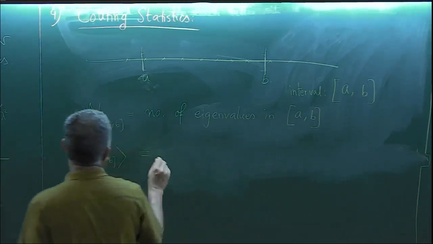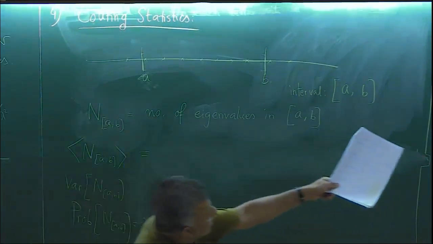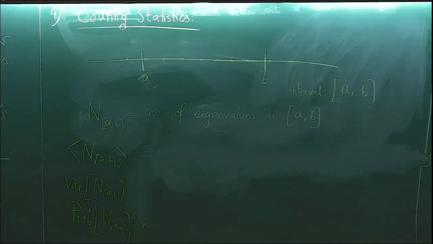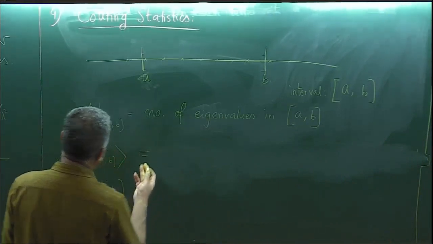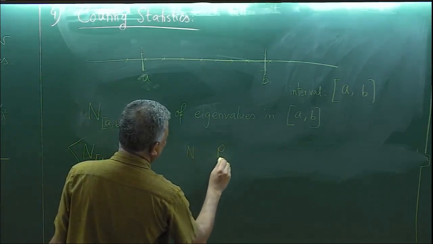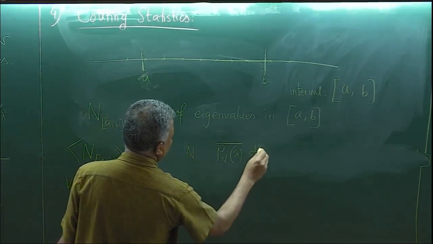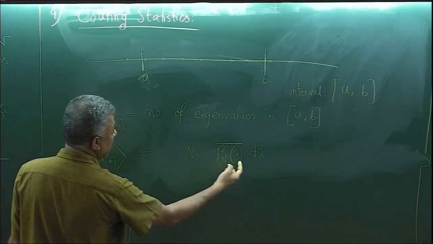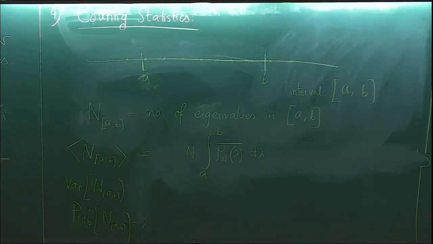The mean number of particles between A and B, the first moment, is very easy. If you know the average density of states, you can compute this. This just counts how many particles are there between A and B. So if I know the density of states, I have to multiply it by N. This is the average density of states, and so this is just the average number of particles between lambda and lambda plus d lambda. So all I have to do is to integrate from A to B.